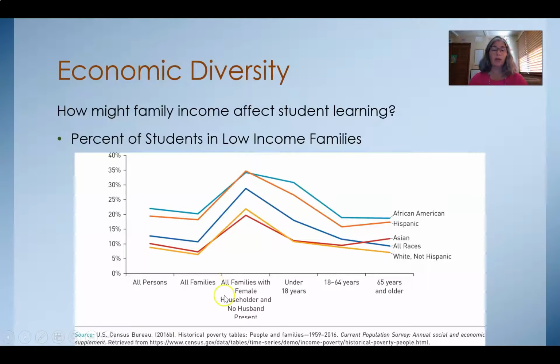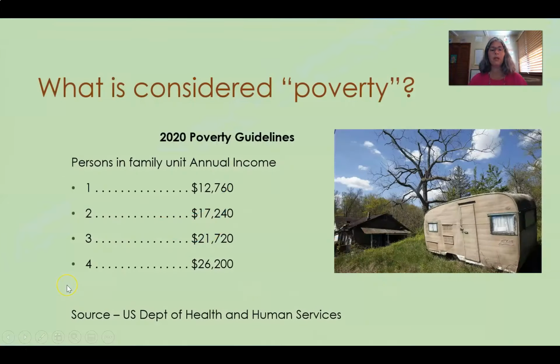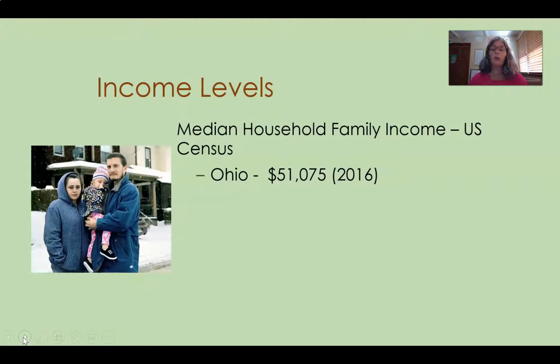This data below is from the census in 2016, and it is showing families who come from low income, and it is also broken down by ethnic identity to give you an idea of families. You might also have the question of, well, what do we mean by low income? What exactly is considered poverty? So below I have the 2020 poverty guidelines. This is based on the U.S. Department of Health and Human Services. So you can see, for instance, a family of 4 is $26,000.